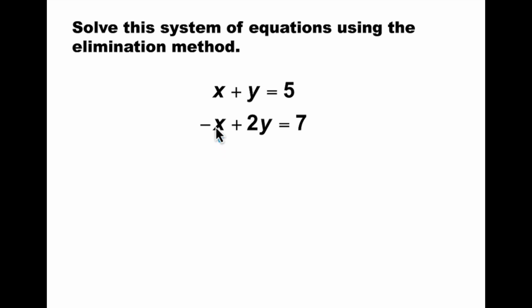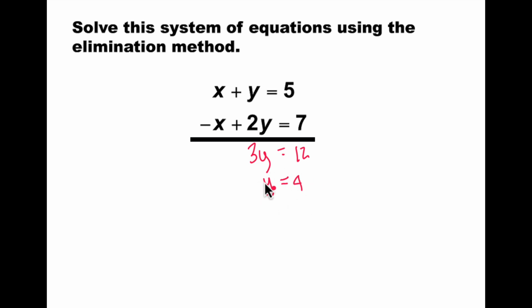In this system, do you see how the x and the minus x will cancel each other out? So use column addition to combine these equations. We get 3y equals 12. Simplifying, we get y is equal to 4.